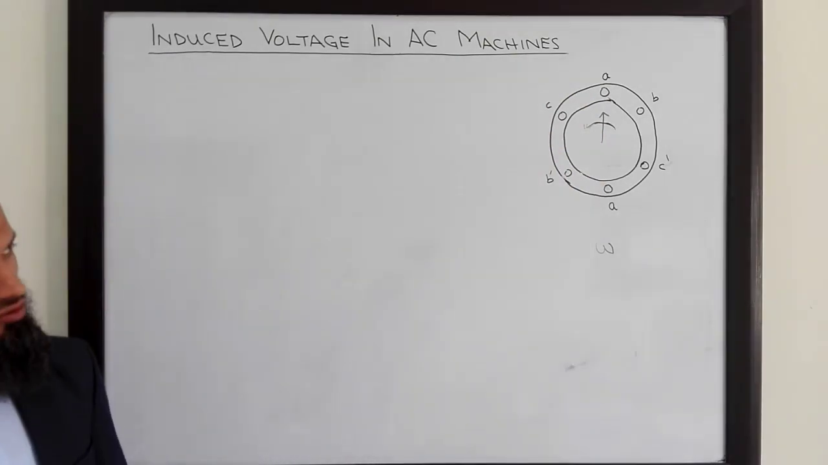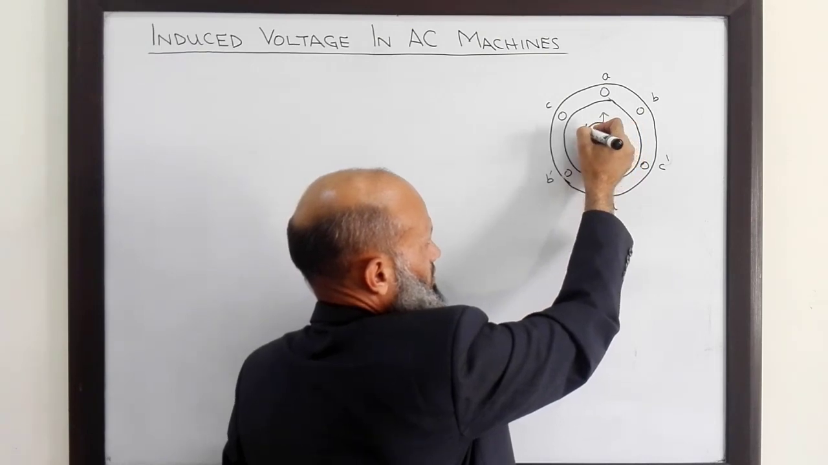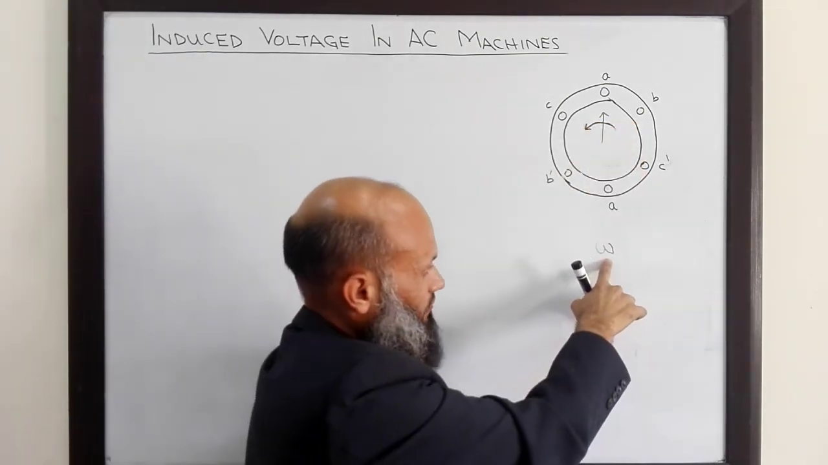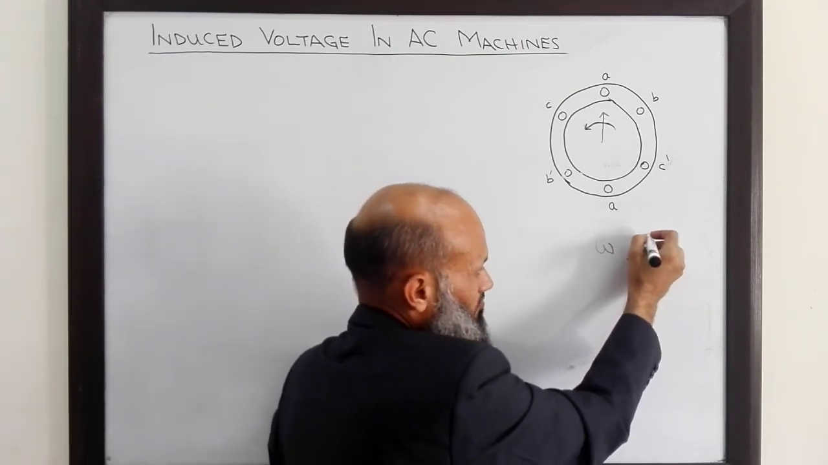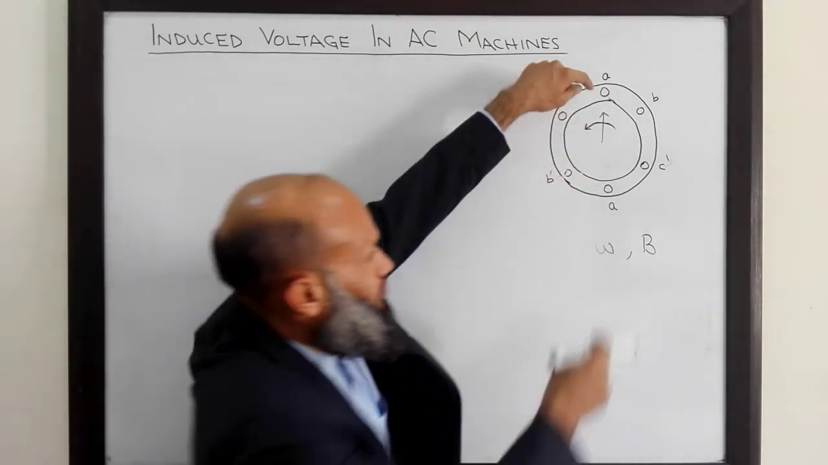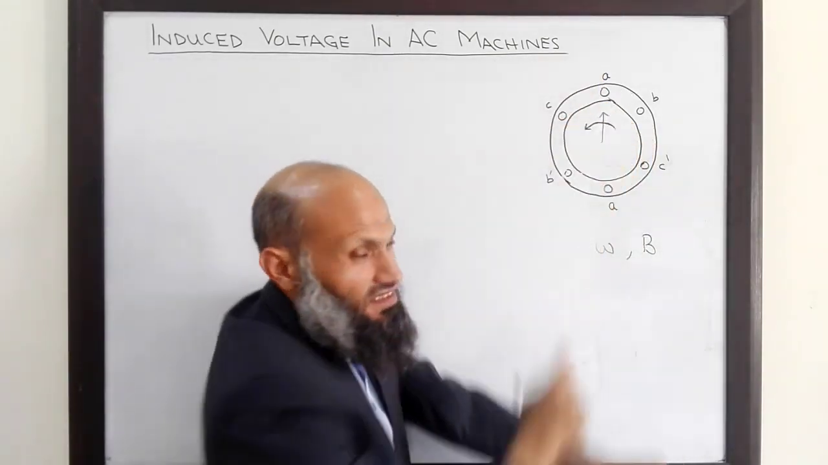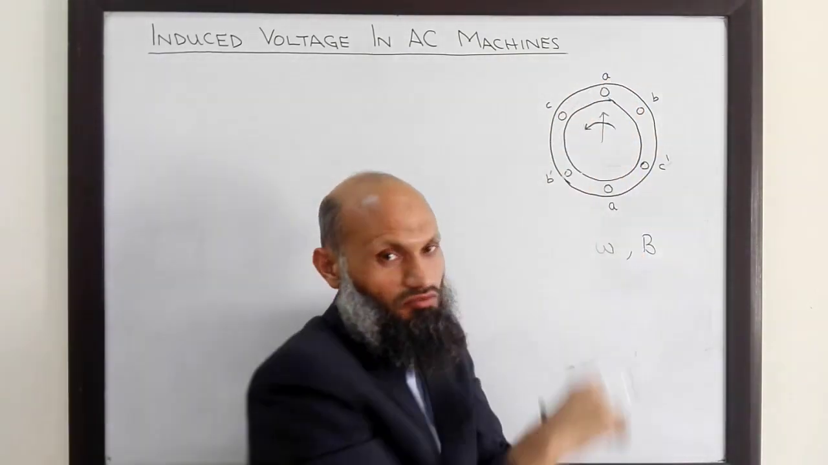The opposite is also true. That is, if we have a rotating magnetic field which is rotating with the frequency omega and is of uniform magnitude, then that rotating magnetic field will produce three-phase voltages in these rectangular coils placed at 120 degrees from each other.